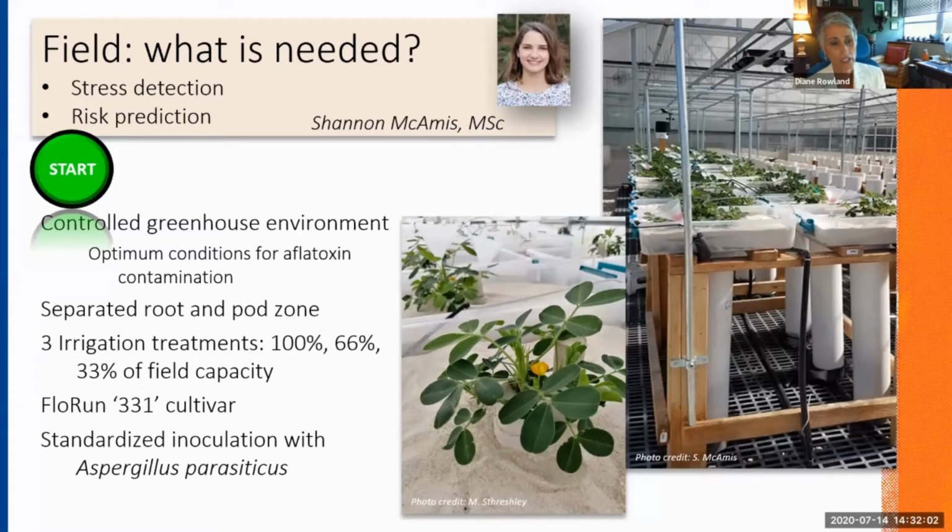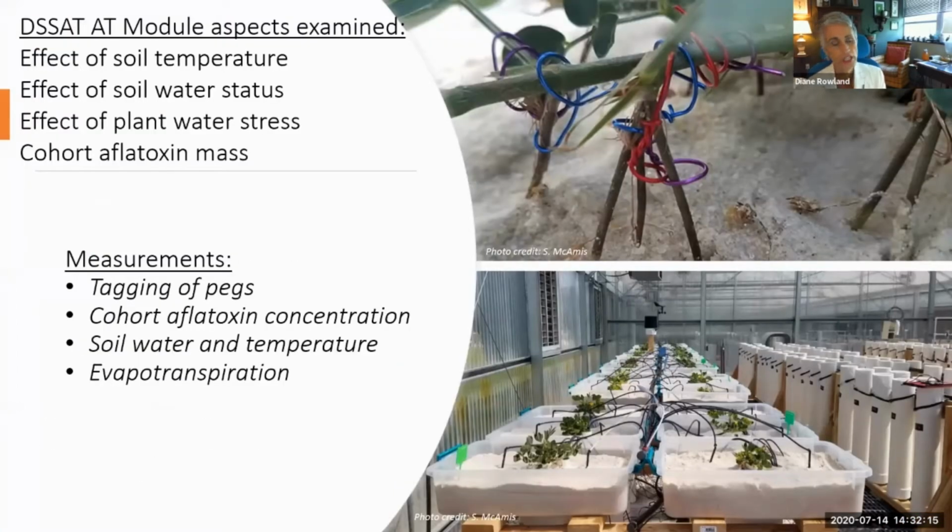We tested 3 irrigation treatments to look at a range of drought stress, so 100% to 66 to 33%, and then inoculated and looked at the progression of aflatoxin. So I know Shannon presented on this last year, so I'm just going to give you a brief overview. We started with the DSAT aflatoxin module and tried to assess the components that are used in that module.